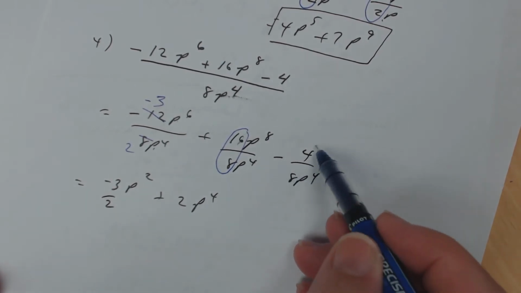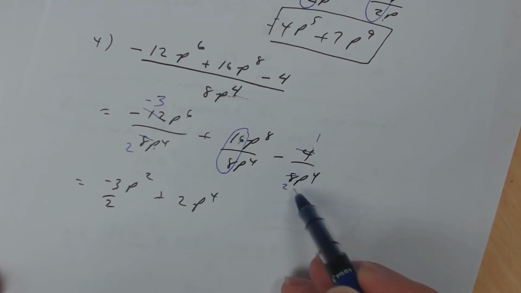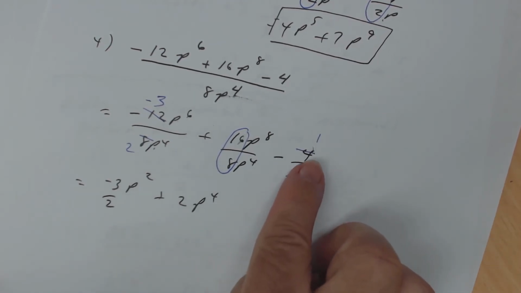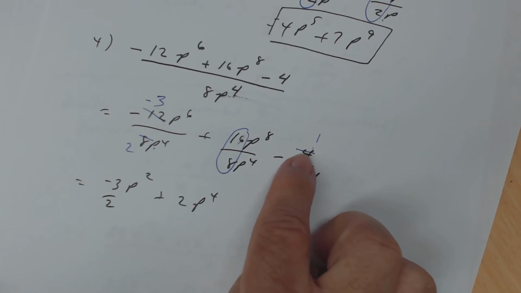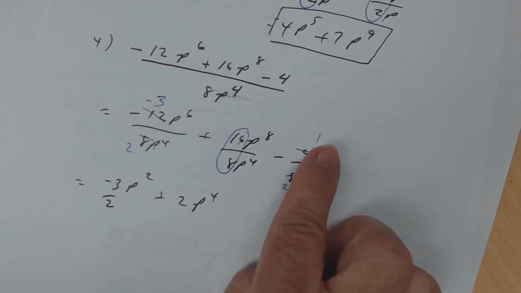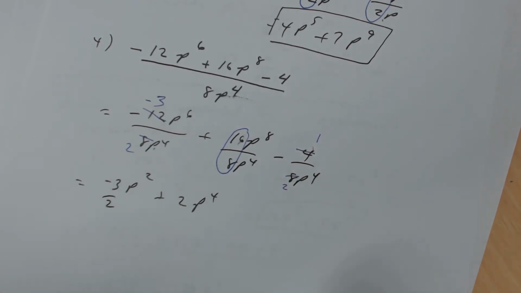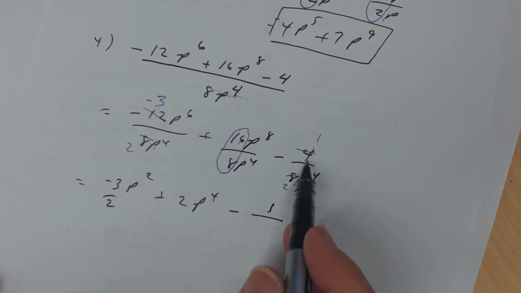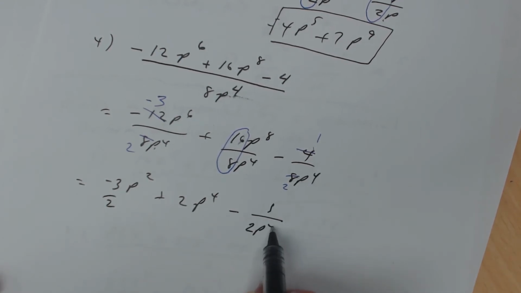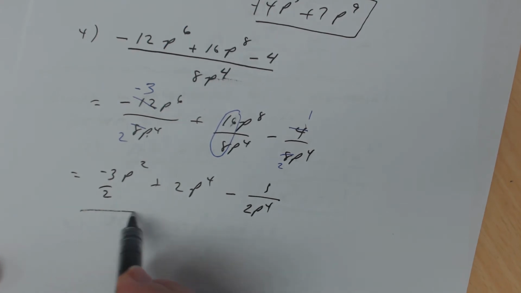But I can reduce the 4 and the 8. 4 into 4 is 1. 4 into 8 is 2. Now remember, it's a good idea to, when you cross this out, put a 1 there, because this fraction right here is going to be minus 1 over 2p to the 4th. And so there's your answer.